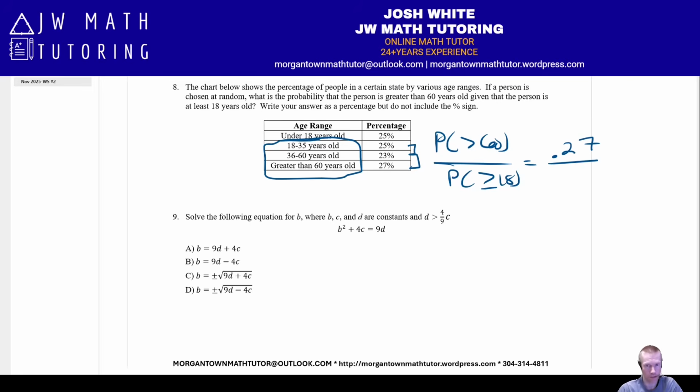So you add these up, 27 and 23 is 50, but 75. So the answer to this is just 27 divided by 75, or 0.27 divided by 0.75. It's just 36%. Here I had the instructions to write the answer as a percentage but not include the percent sign, so you would just type in 36. If they wanted it as a decimal, it would obviously be 0.36, but typically with these problems you would put it as 36, the actual percentage value.